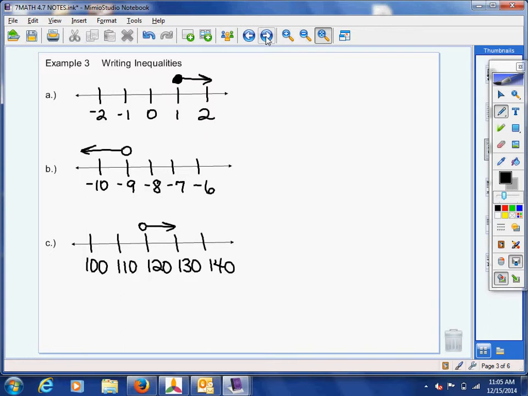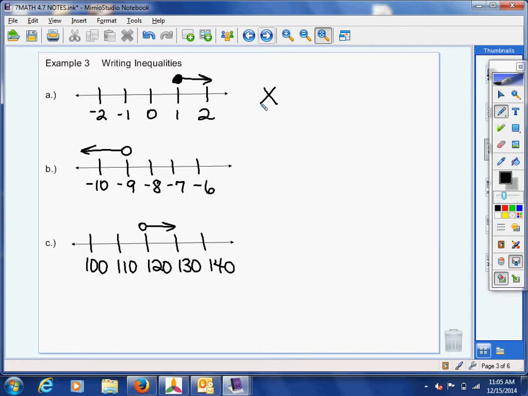Okay? Now, example 3, we need to be able to write inequalities. If I give you a graph, you need to be able to write a math statement about it. Okay? So I gave you the graph in letter A, B, and C. Now, the first place you're going to start is pick any variable you want. X is fine. It could be any variable. Okay, we'll start with X in this one.